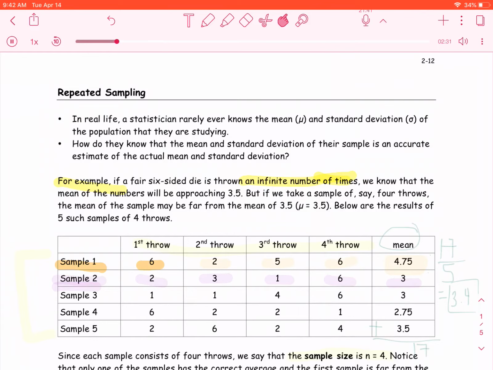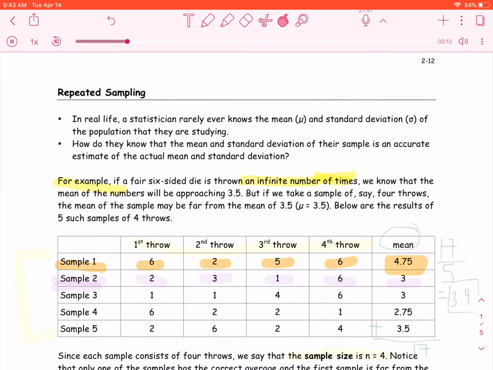As sample 1, let's say on the first throw you get a 6. You throw it once again, you get a 2, once again you get a 5, and for the 4th time, you get a 6. To find the mean of those throws of the die, you add 6 plus 2 plus 5 plus 6, and then divide by 4, because you have thrown that die 4 times. What ends up happening is you get a mean of 4.75.